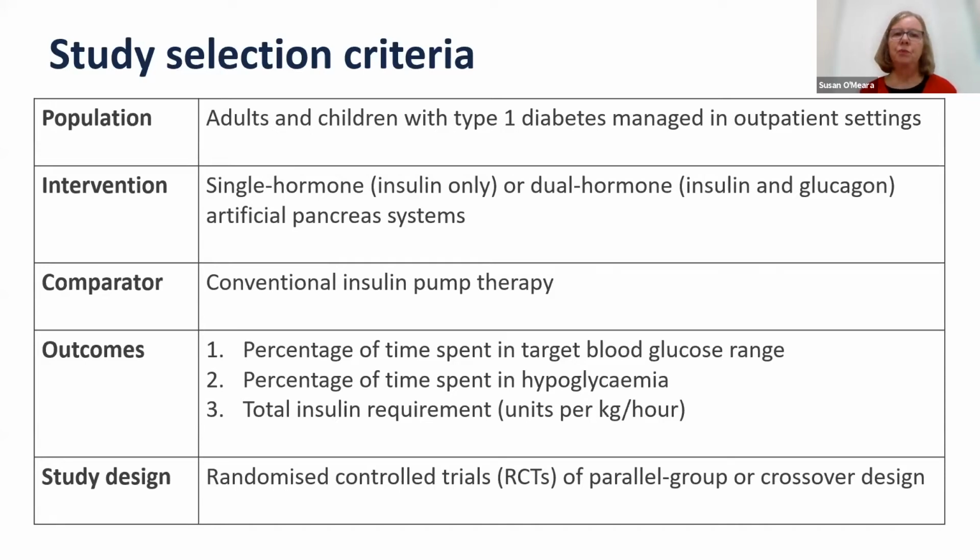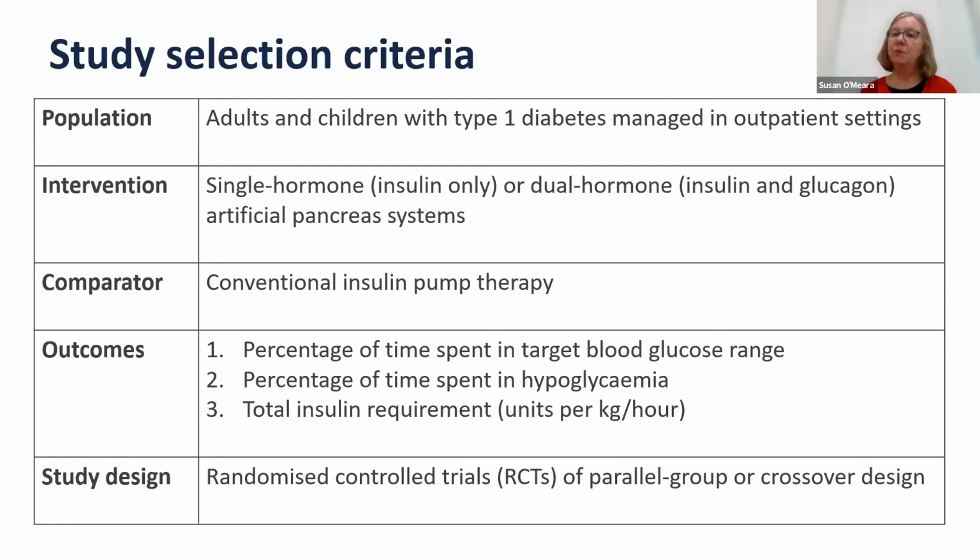So for this review, the P for the population was both adults and children with type 1 diabetes managed in outpatient settings. So in other words, it was patients who were relatively well. They weren't the more sick patients who would be hospitalized. The intervention could be single hormone or dual hormone artificial pancreas systems. And the comparator was the conventional insulin pump therapy, as I described earlier.